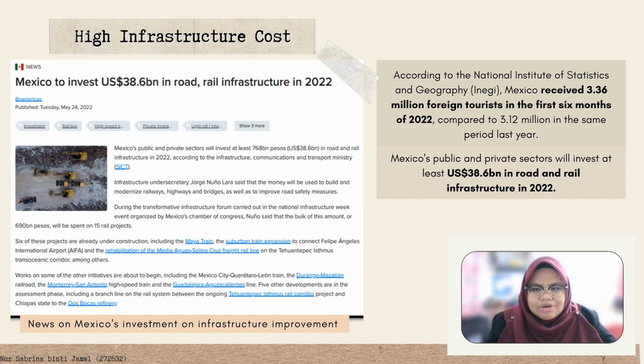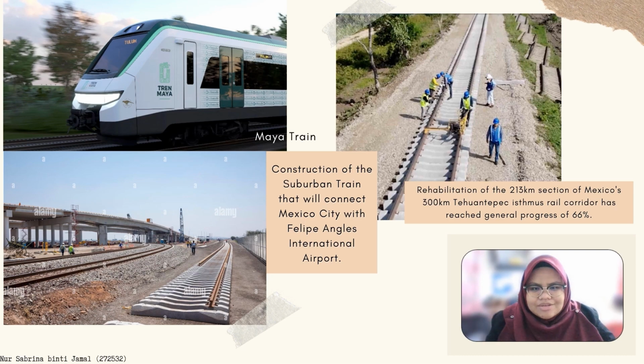Mexico's public and private sector will invest at least 768 billion pesos, or 38.6 billion US dollars, in road and rail infrastructure in 2022, according to the Infrastructure, Communication and Transport Ministry. Infrastructure Under Secretary Jorge Nuño Lara said that the money will be used to build and modernize railways, highways and bridges, as well as to improve road safety measures.